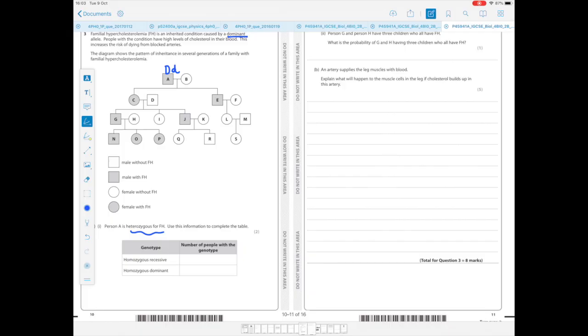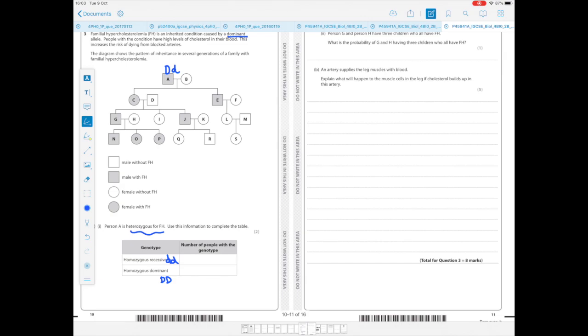So what is the question actually asking? How many people have the genotype which is homozygous recessive? So homozygous recessive, homozygous meaning the same case, recessive meaning lowercase, which is why we're looking for small d here. Homozygous dominant, homozygous meaning the same, dominant meaning that they're both capital. So that's what we're looking for.